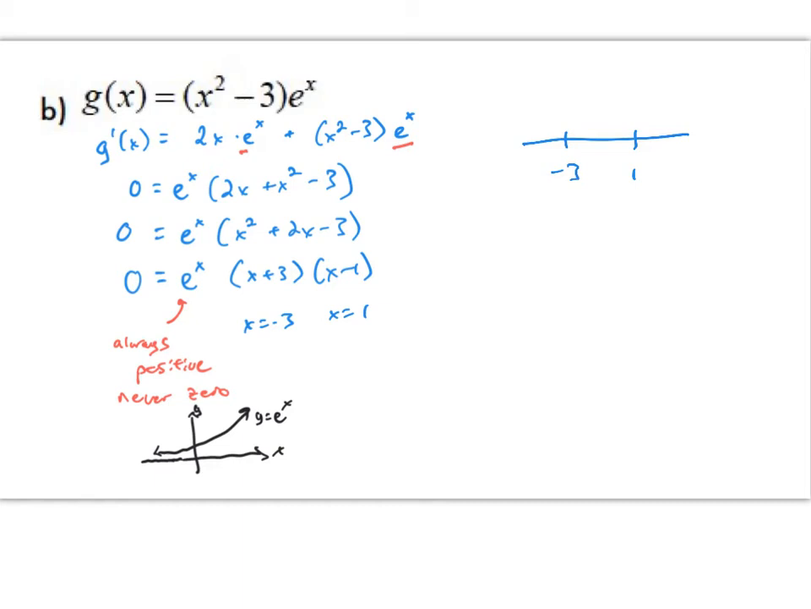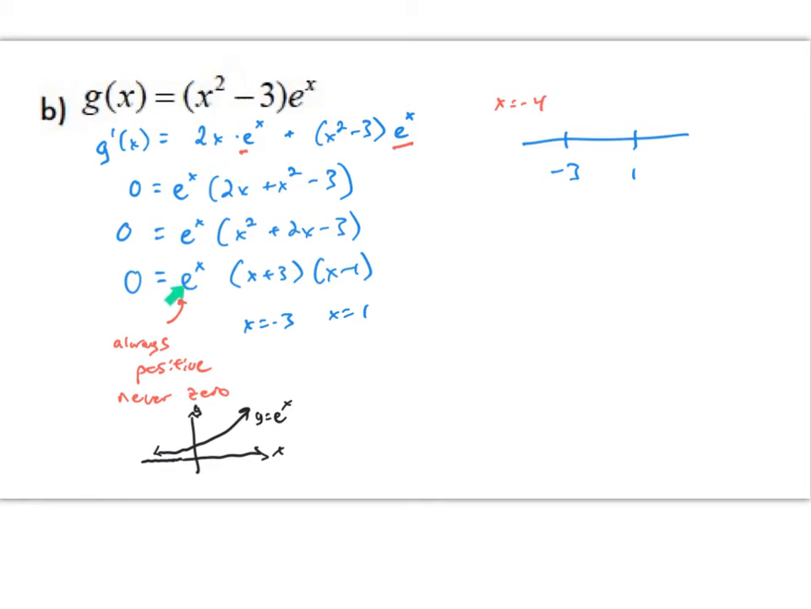Let's pick something that's less than -3. How about we go ahead and pick -4? All right, so if I go ahead and plug this in, I want to remind you that I'm not interested in anything else but the sign. I couldn't care less what the actual value of the function is. I'm much more interested in the sign.